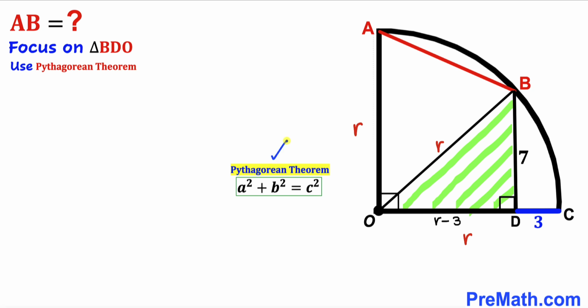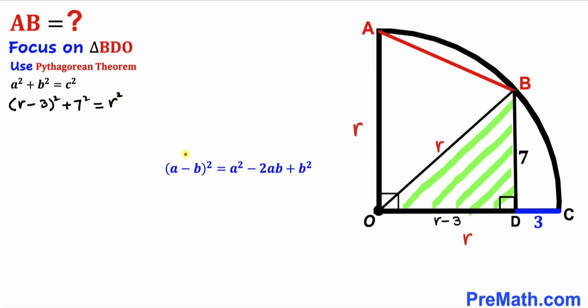We are going to apply the Pythagorean theorem on this triangle: a squared plus b squared equals c squared. In our case, the hypotenuse is r, whereas the two other legs are r minus 3 and 7. Filling in the formula, we get (r minus 3) squared plus 7 squared equals r squared.